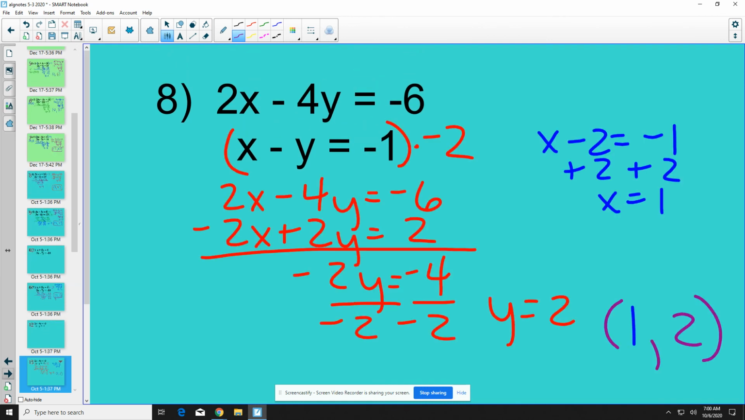All right, now that you're done, one way to do this is take the second equation and multiply by a negative 2 to eliminate your x's. You could have also taken the second equation and multiplied by a negative 4, so your y's would be eliminated. There are different ways to do this. So I got the solution 1, 2. Did you also get 1, 2?